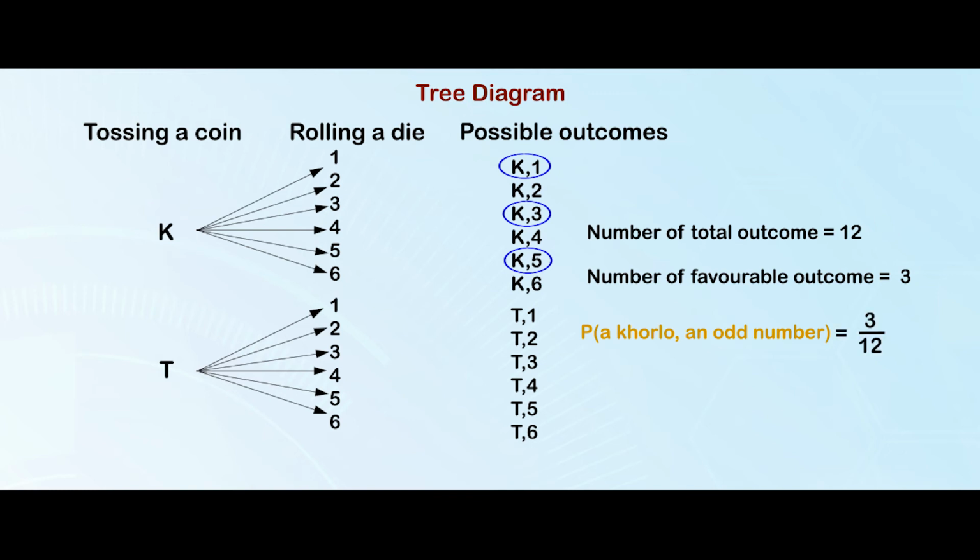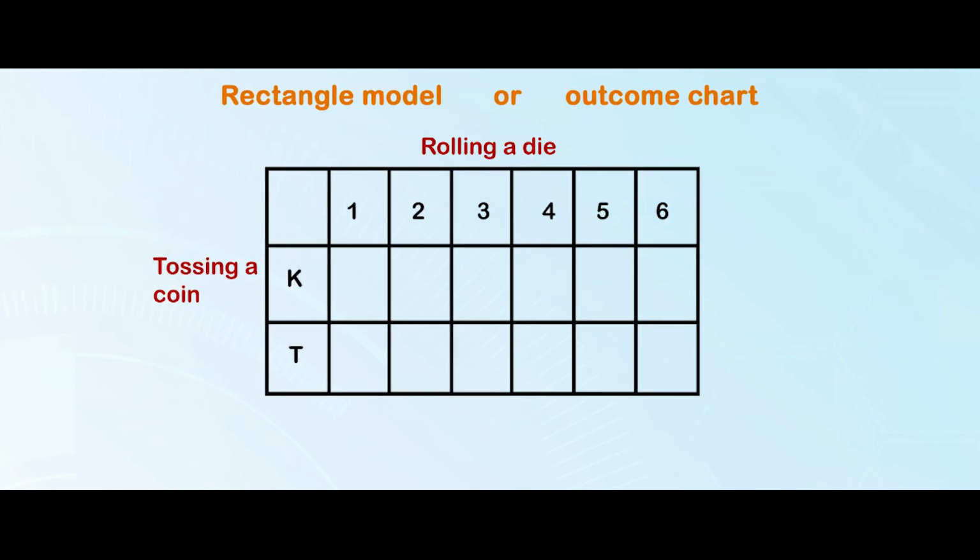Since 3 and 12 are multiples of the same number, you can simplify 3 over 12 as 1 over 4. So therefore, the theoretical probability of getting a kholo from a coin and rolling an odd number from a die is 1 over 4. Another way of determining the theoretical probability when more than one event is provided is by preparing a rectangle model or outcome chart.